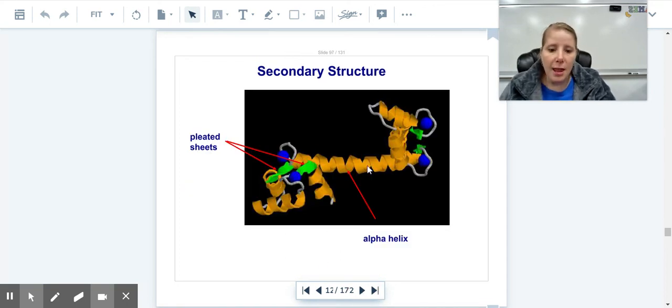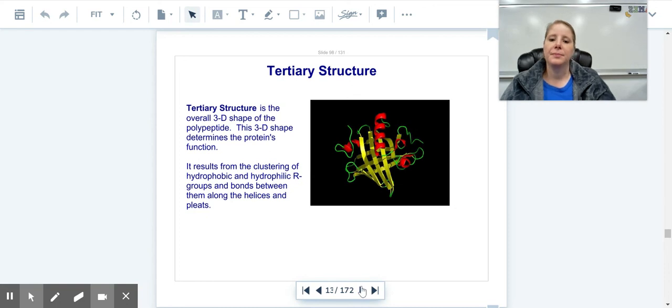So here's a picture. You can see the yellow is a twisted portion of this protein, and the green is a pleated portion of this protein. The third structure is the tertiary structure. The tertiary structure, so you have either a coil or a pleat, and then it folds on itself.